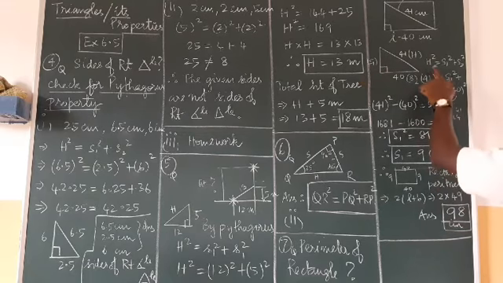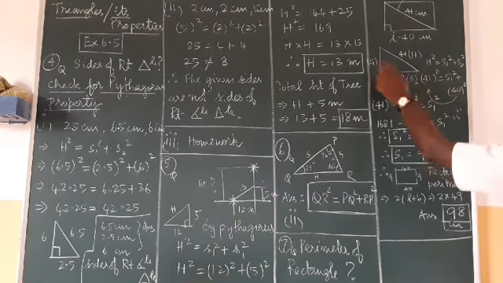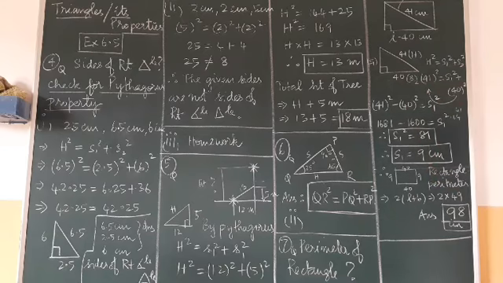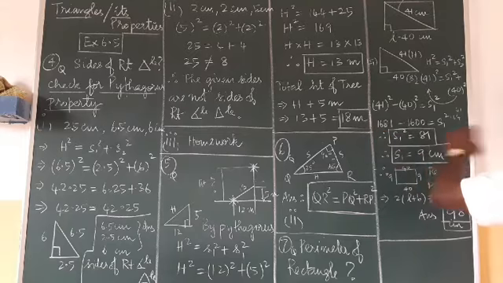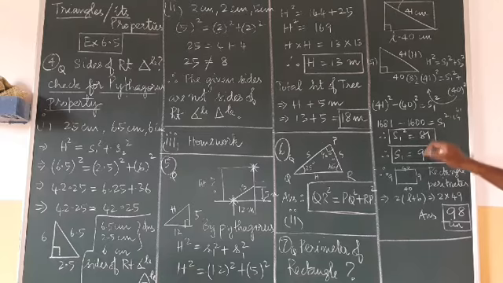So apply the formula. Hypotenuse square equal to side 1 square plus side 2 square. So hypotenuse square, 41 square, equals S1, which we don't know, square, plus S2, which we know, 40 square. Then bring this square to the other side. 41 square minus 40 square will become equal to S1 square. So 1681 minus 1600 is equal to S1 square.